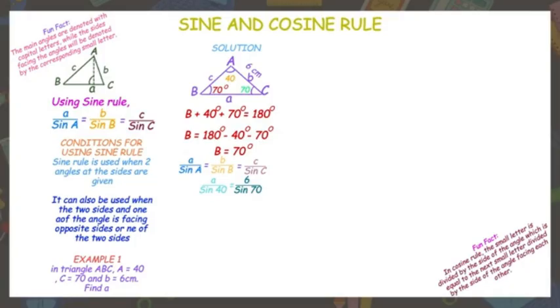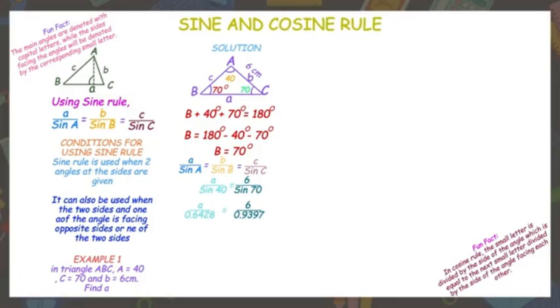So to get our A here, we cross multiply. Or let's first look for what sine 40 is before we cross multiply. That means that we're having A over sine 40, which is 0.6428, which is equal to 6 over sine 70 degree, which is 0.9397. Now from here we can cross multiply.